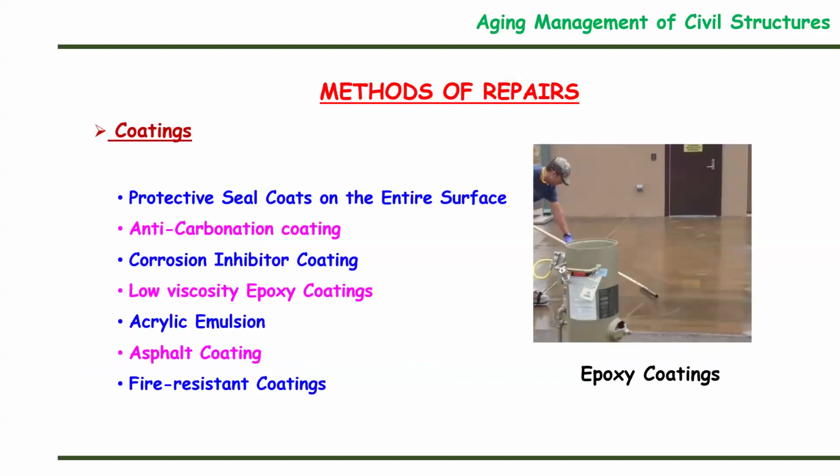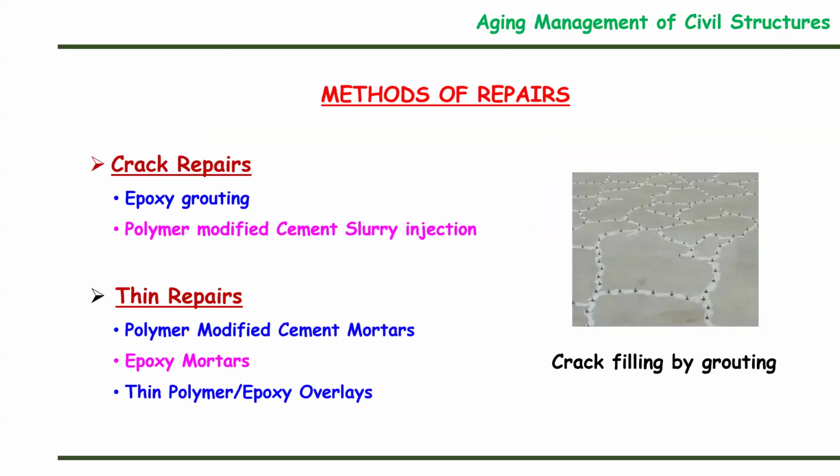Now, there are various methods of repairs. This slide shows coatings as the method of repair on the entire floor, for a particular floor. Here we can use a protective seal coat on the entire surface. We can also use anti-carbonation coating, corrosion inhibitor coating, low viscosity epoxy coatings, acrylic emulsions, asphalt coating, and fire resistant coatings. Depending on the requirement, these are the various kinds of coating which we can apply on the entire surface and repair it.